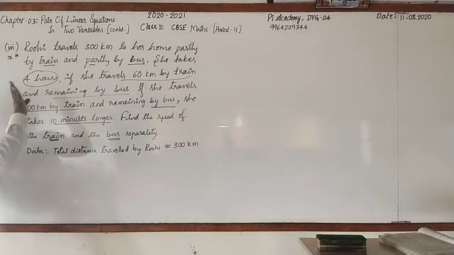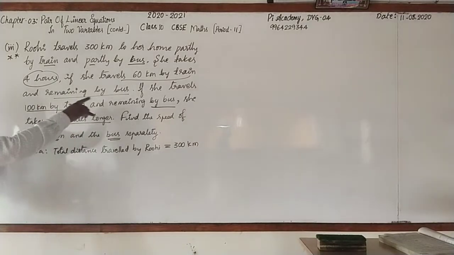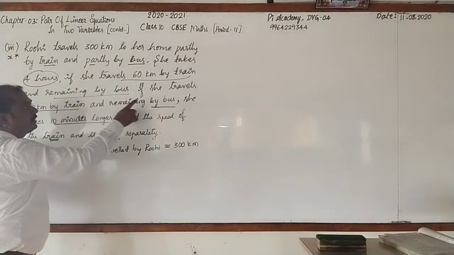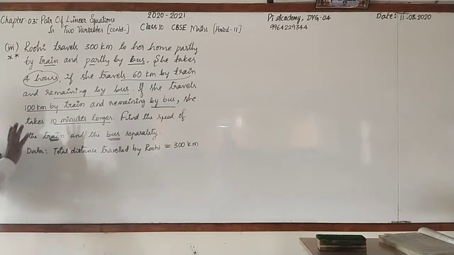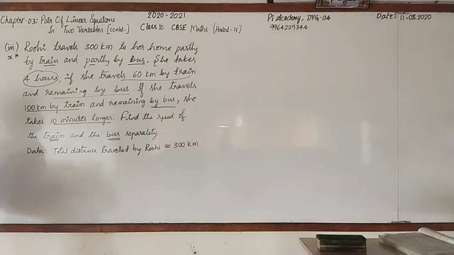See, first, she takes 4 hours if she travels 60 km by train and remaining by bus. And if she travels 100 km by train and remaining by bus, she takes 10 minutes longer. That is 4 hours, 10 minutes. So, find the speed of the train and bus. We do not know both of them.